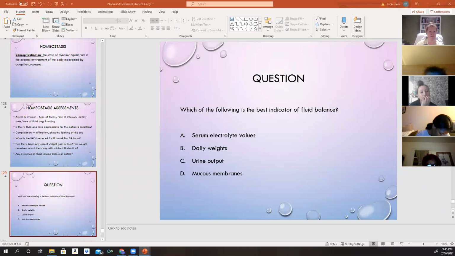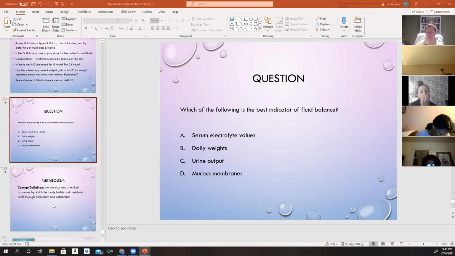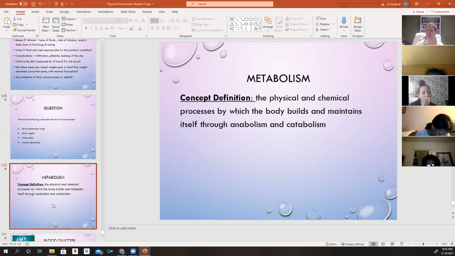Okay. So your metabolism is the physical and chemical processes by which the body builds and maintains itself through anabolism and catabolism. Remember those words from biology?